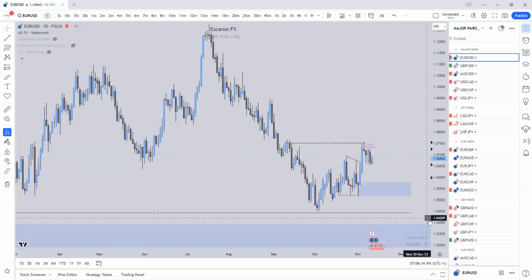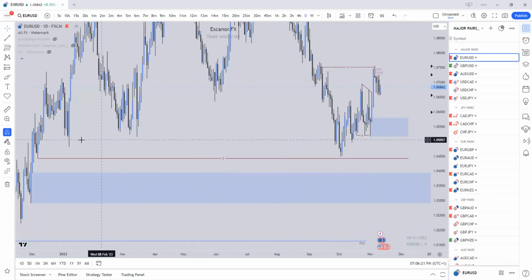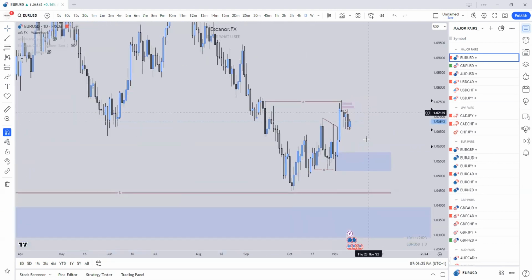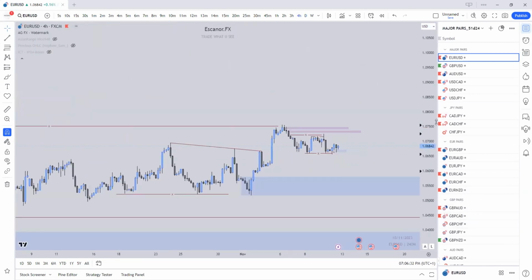So for Euro USD, from the daily, I already said that we have some liquidity level here, still didn't ride it, and we have this daily demand. So now currently, from this piece of price action, we're going to drop to the 4-hour.